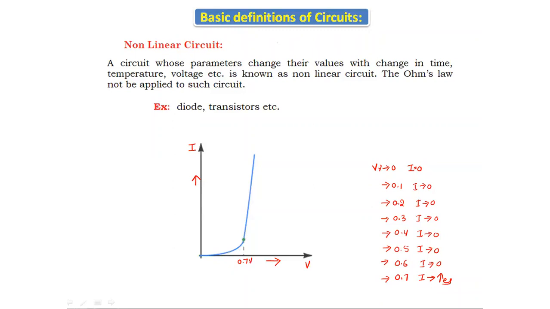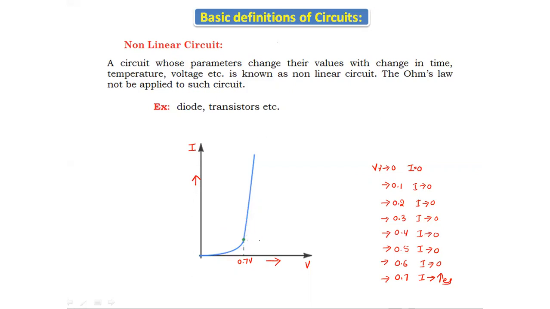So we are increasing the voltage, but there is no change in the current; the current is 0 up to 0.7. After 0.7 only, the current increases. As we increase the voltage but the current does not increase, these characteristics are called non-linear characteristics. Up to 0.7 volts the current is 0, and after 0.7 volts it starts conducting.